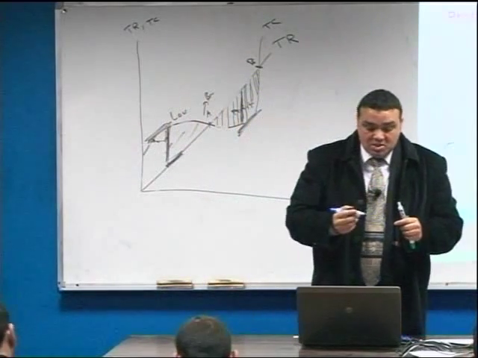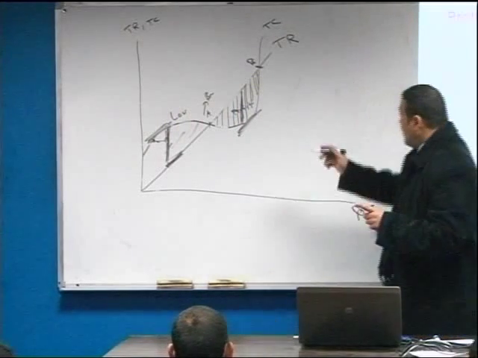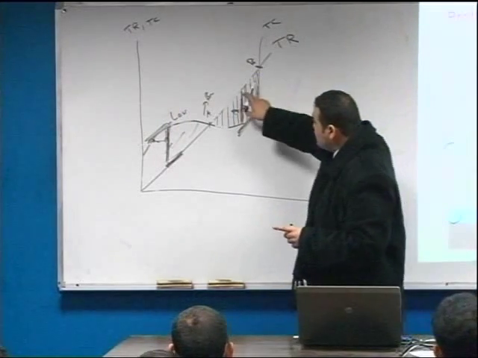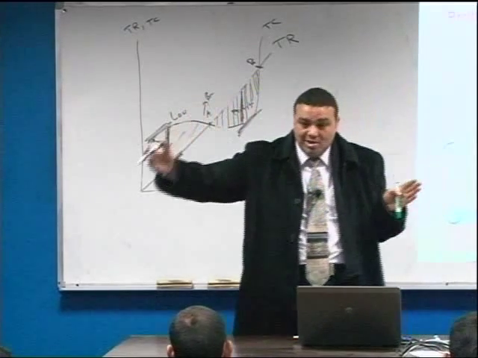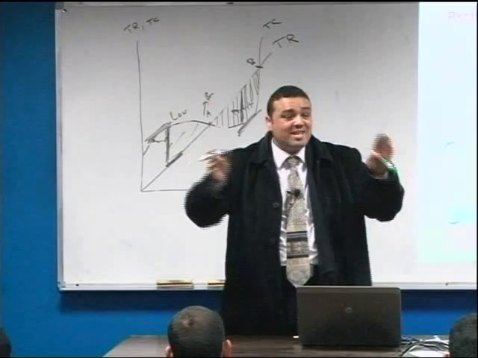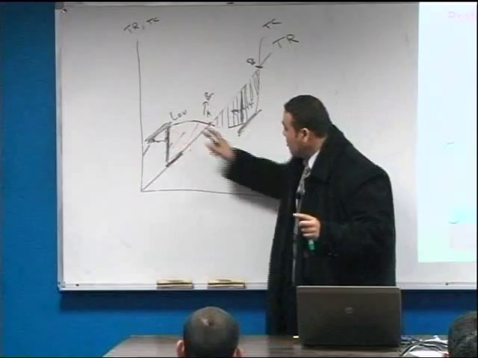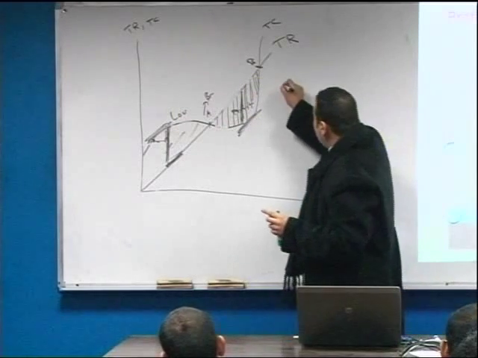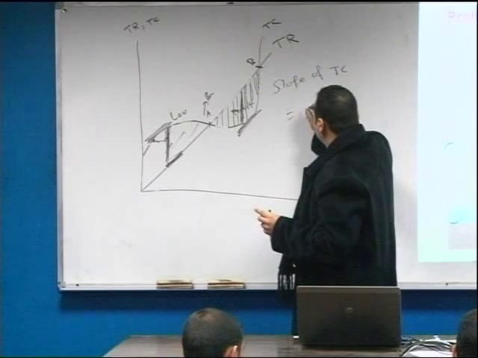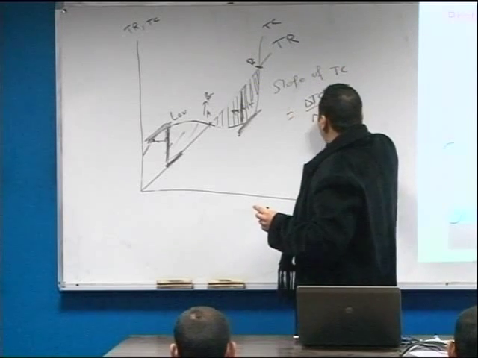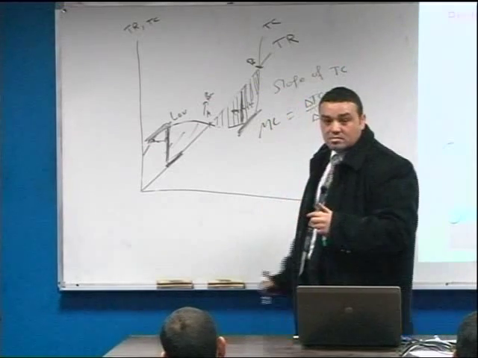Yes, yes. So let's come back to analyze the relationship. As you see, the profit is maximized when there is the highest gap between total revenue and total cost, but under the condition that the total revenue is larger than the total cost, right? What about the slope? The slope of TC equals delta TC over delta Q. What is this? This is the marginal cost.